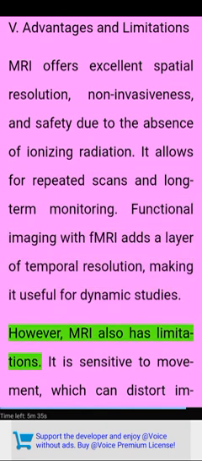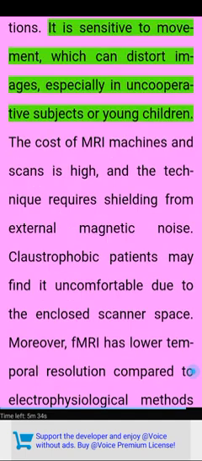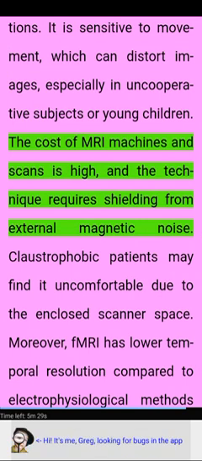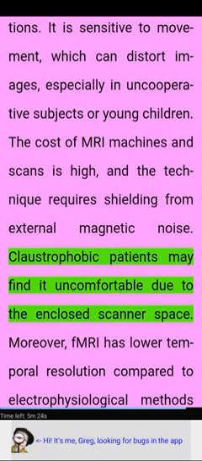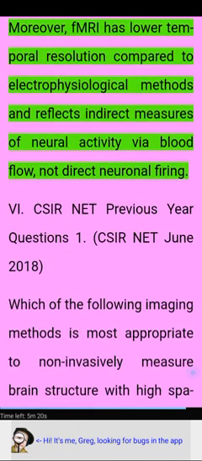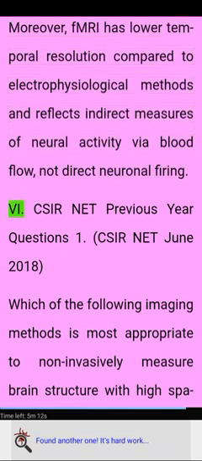However, MRI also has limitations. It is sensitive to movement, which can distort images, especially in uncooperative subjects or young children. The cost of MRI machines and scans is high, and the technique requires shielding from external magnetic noise. Claustrophobic patients may find it uncomfortable due to the enclosed scanner space. Moreover, fMRI has lower temporal resolution compared to electrophysiological methods and reflects indirect measures of neural activity via blood flow, not direct neuronal firing.